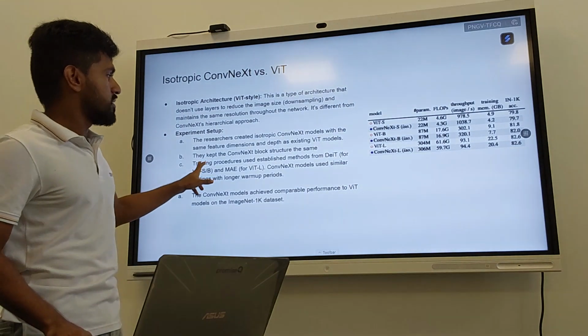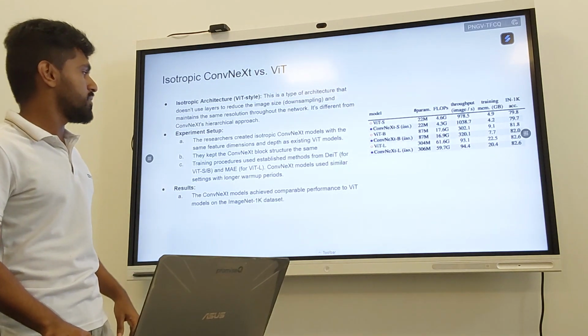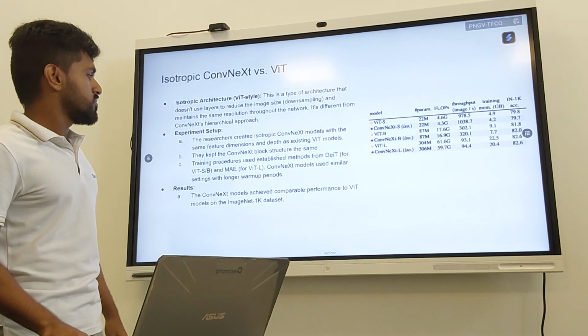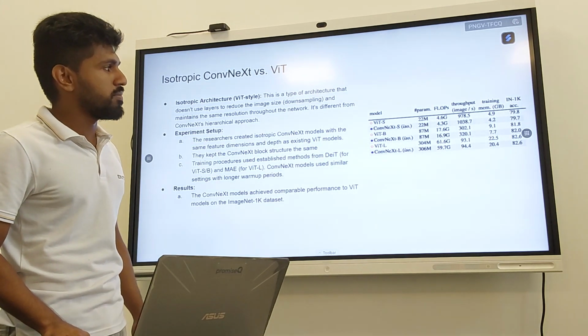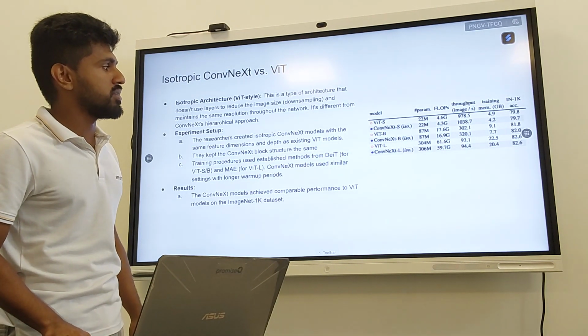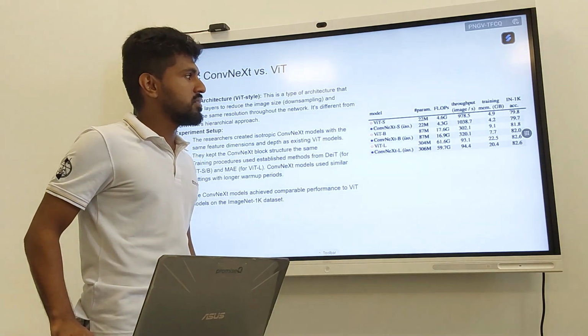They checked the ConvNeXt block structure the same, without changing the feature dimension. So in here also they get better accuracies, comparatively better accuracies.